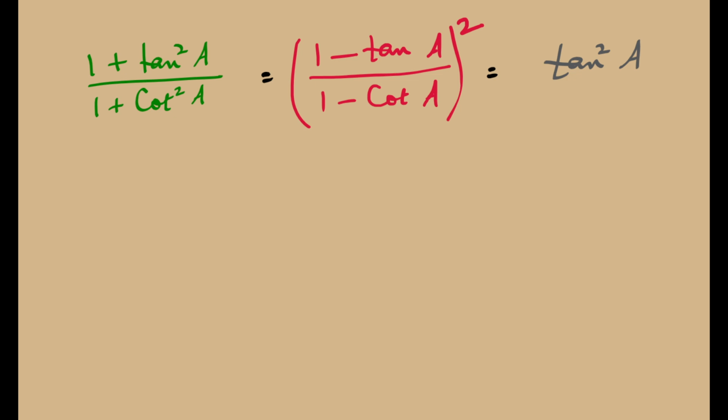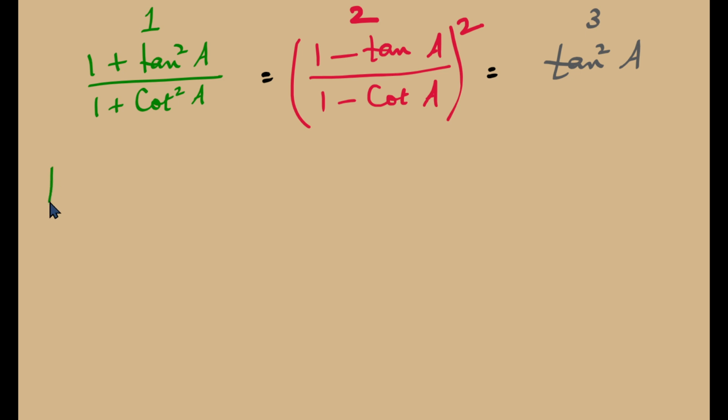Hello everyone. We've been given three expressions here and we've been asked to prove that one is equal to another, or they're equal to one another. So let me give names to these expressions. Let me call my first expression number 1: 1 plus tan squared a by 1 plus cot squared a. We'll have to prove that this is equal to 1 minus tan a by 1 minus cot a the whole square. And let me call this number 2, and both of them are equal to 3, which is tan squared a. So let's proceed, and let's first take the first one.